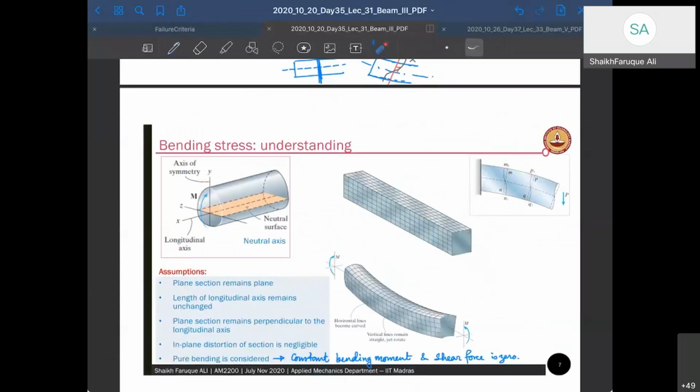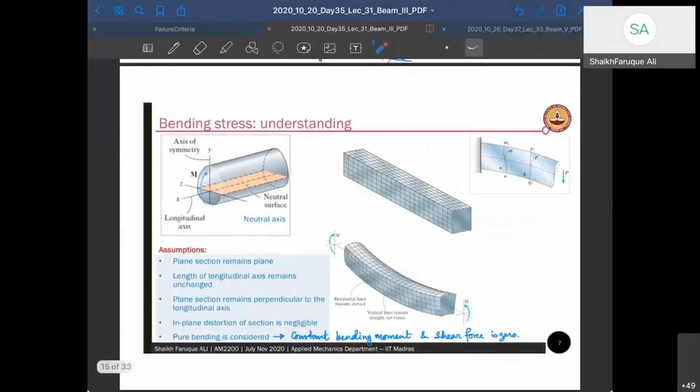Okay. And then what is the next assumption? The length of the neutral axis doesn't change. We have seen this in the last class itself. Plane sections perpendicular to the longitudinal axis remain perpendicular before and after deformation. So that is what we said. In-plane distortion is negligible. Keeping the plane sections plane, there is a distortion that is neglected.